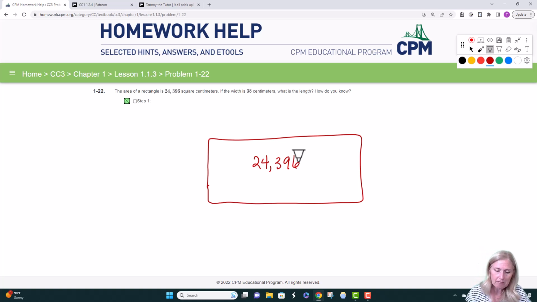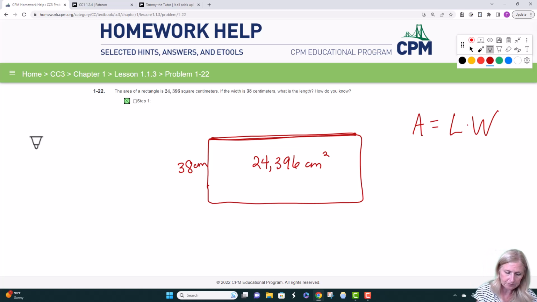Let me clarify that. The width is 38. So depending on how I drew this, I'm going to put the 38 on this side. Okay, I put my labels here. What is the length? So we just have to find what the measurement of this side is. So if area is found by multiplying length times width, we have the area, we have the width, we just need the length. So now we just need to divide 24,396 by 38.